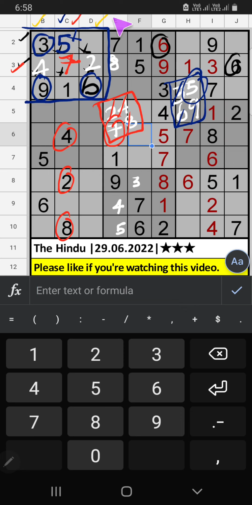Column B, column D, we have 6. 7th row also we have 6. So 6 can't come in these cells. Then 6 is confirmed here. Then column C, two numbers are remaining, 3 and 9. It will come in one of the two cells. We will confirm later.